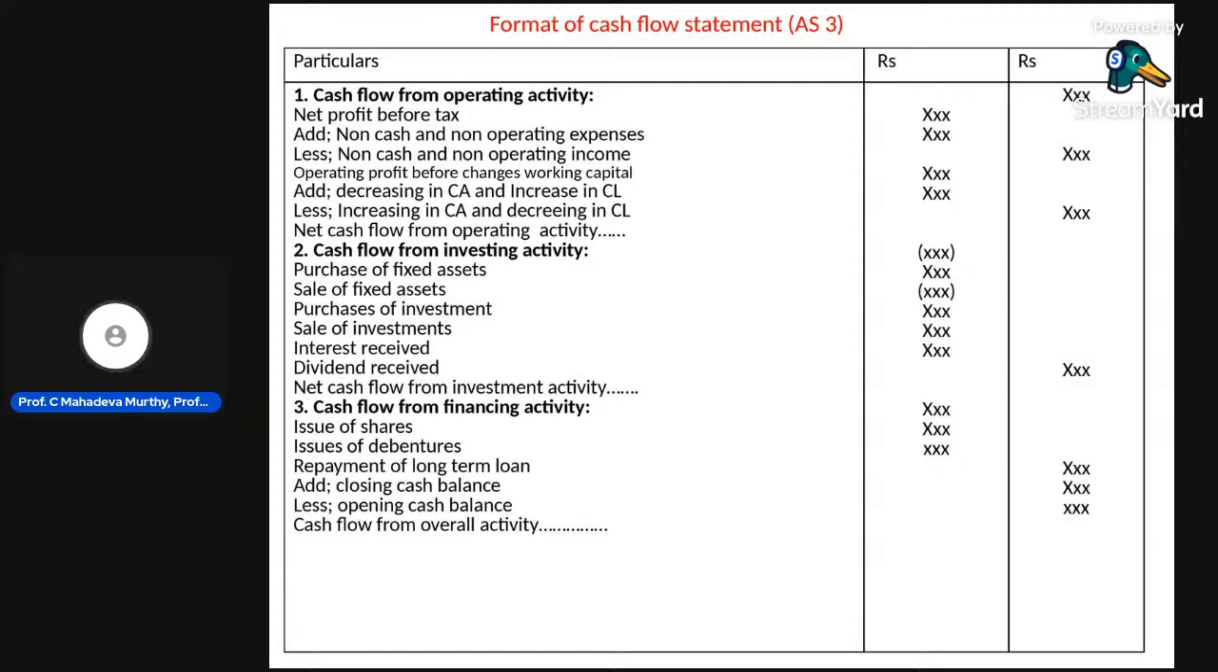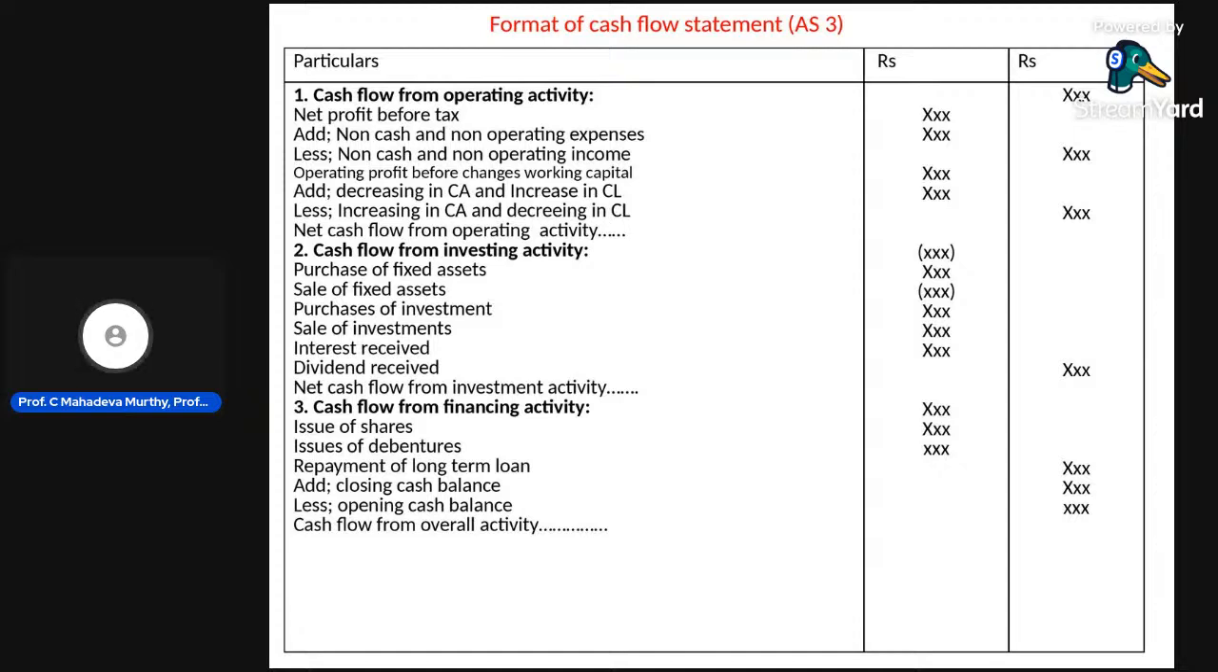Then the second one, cash flow from investing activity. Here, purchase of fixed assets, sale of fixed assets, purchase of investment, sale of investment, interest received, dividend received in the inner column, then the total, the net cash flow from investing activity. This is about cash flow from investing activity.